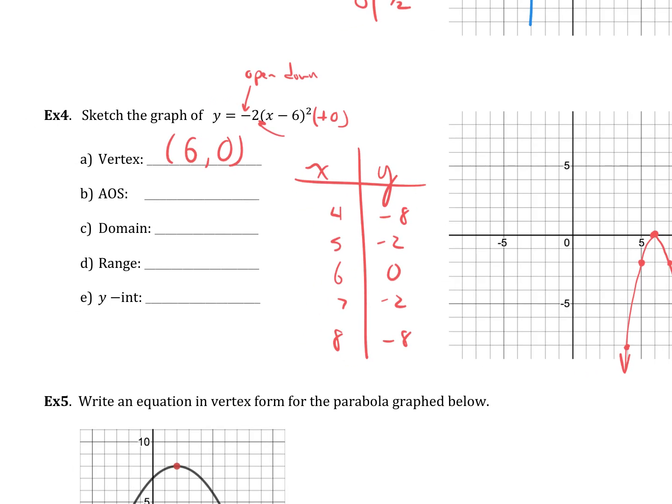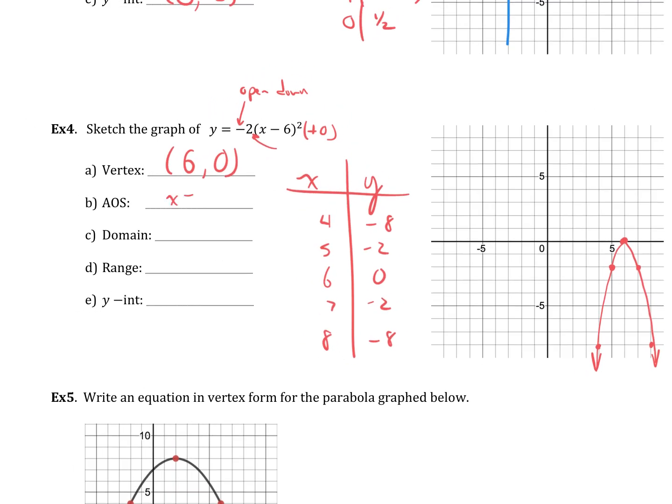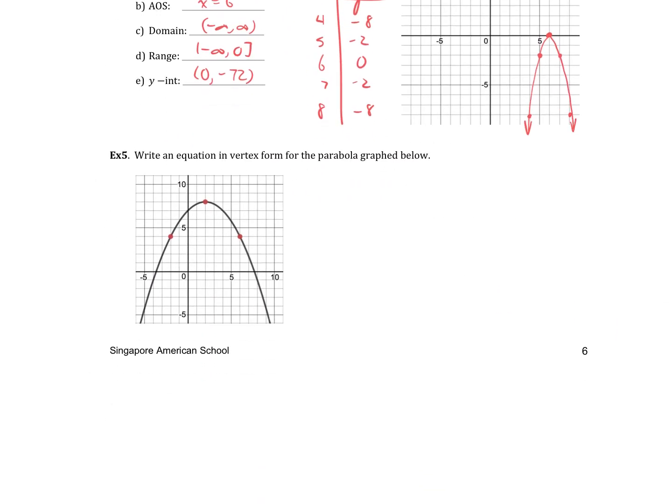Great. Axis of symmetry then is x equals 6. Domain is all real numbers. Oh my gosh, why did they make me do this? Range goes from, oh yeah, it's the other way, isn't it? It has to start at negative infinity and go up to 0 and stop. And the y-intercept is, oh my gosh, if I put 0 in there, what do I get? Negative 2 times 36. Ugh. Negative 72. Okay, that works. All right, is there anything I can skip? Oh, no, this is backwards.